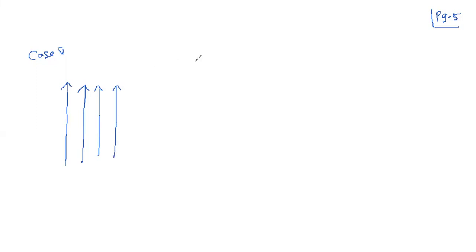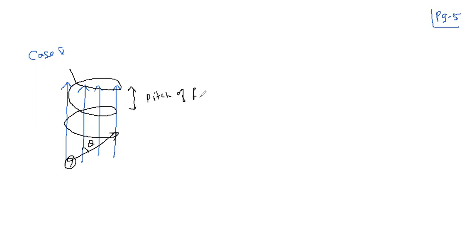So any charged particle entering with some angle theta with respect to the magnetic field, then it goes in a helical path like this. So the distance between two helix is called the pitch of the helical path. What is pitch? Pitch is nothing but the distance between two helix.